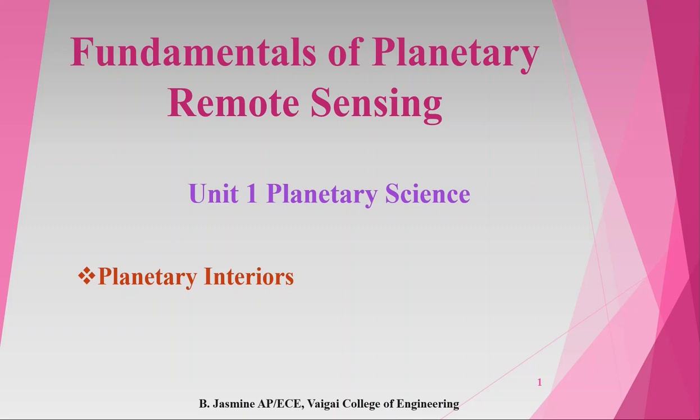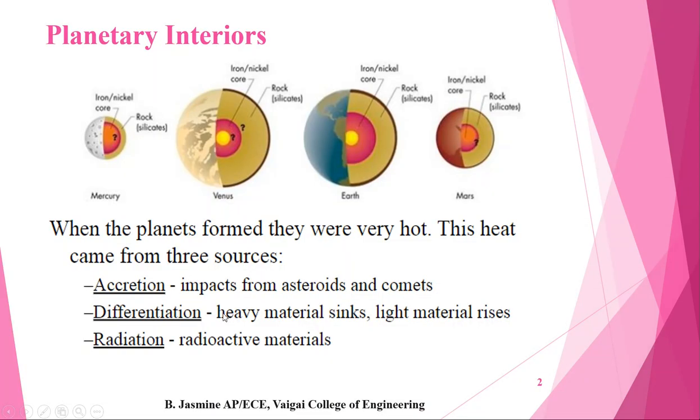Hello students, in this video we are going to see about planetary interiors. When the planets formed, they were very hot. This heat came from three sources. Number one is accretion, which is nothing but impact from asteroids and comets. Number two is differentiation, where heavy material sinks and light material rises. Number three is radiation, from radioactive materials.